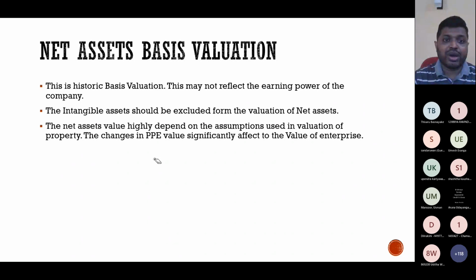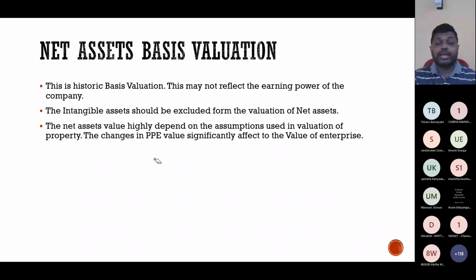The changes in PPE value significantly affect the value of the enterprise. At the determination of the fair value of the net assets at the time of acquisition, you might have to do the valuation of your fixed assets, PPE. Then the changes in fair value will add to the net assets. Assume the assets are appreciated, your net asset value will go up.